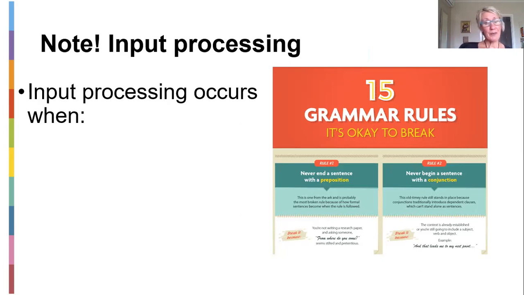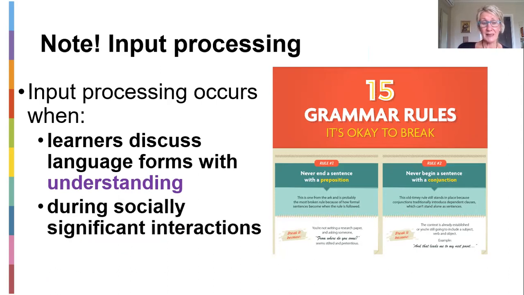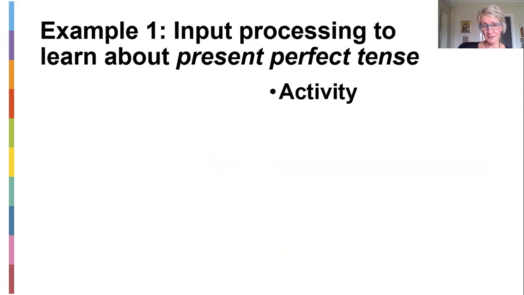So input processing occurs when learners discuss things, and we must stress the importance of discussing the language forms with understanding. That means they've got comprehensible input about what they're discussing in socially significant interaction. They're talking amongst their peers about things to do with language, and they've got the understanding and the prior knowledge which they've built on.